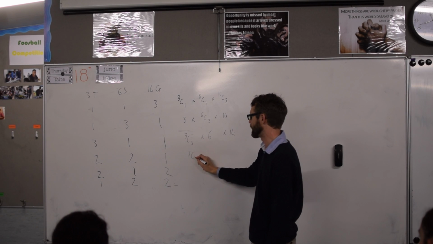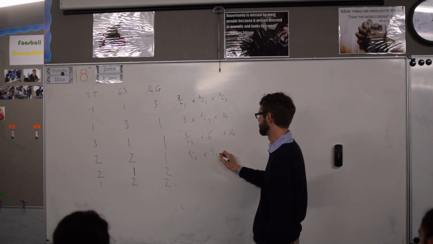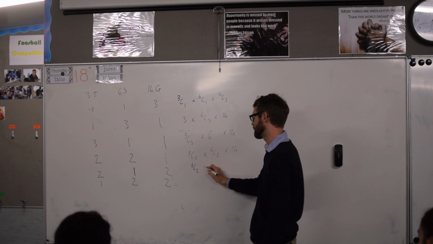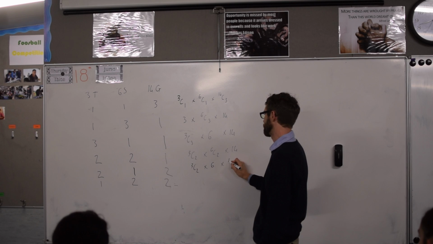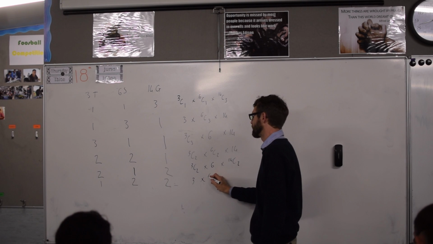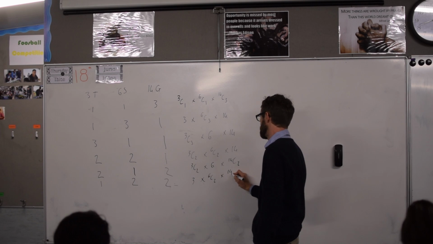Next line, Meg Green, what have we got? 3 choose 2. Yep. 6 choose 2. And 14. This one, again, 3 choose 2, times 6, times 14 choose 2. Last line, 3, times 6 choose 2, times 14 choose 2.